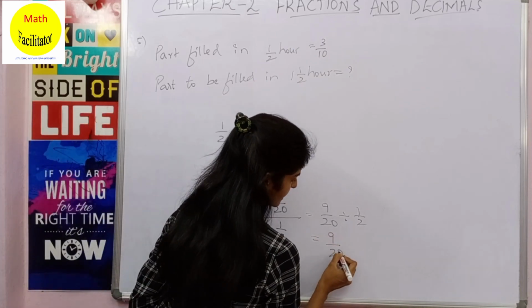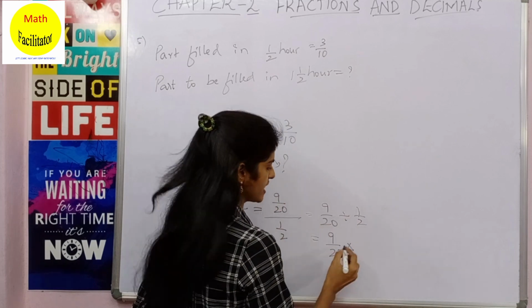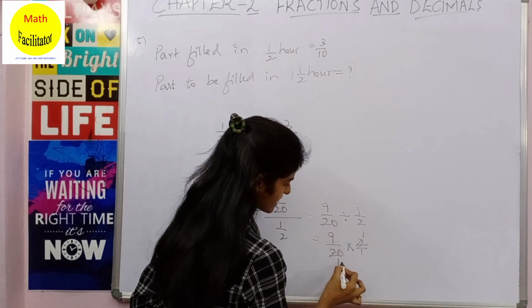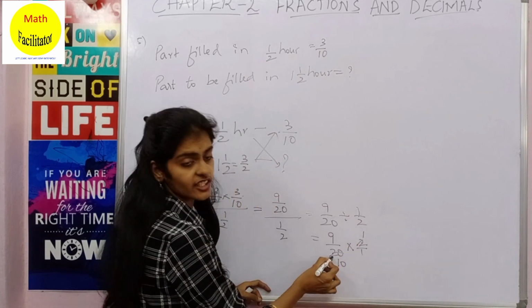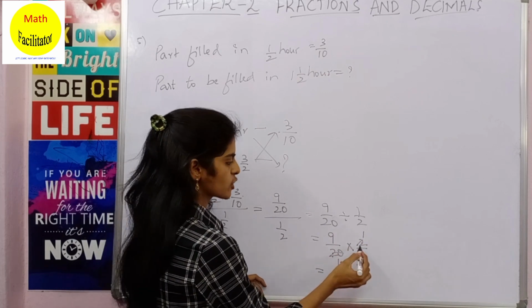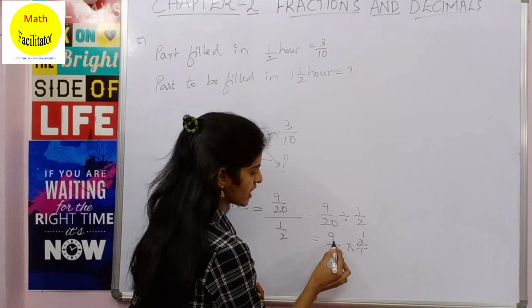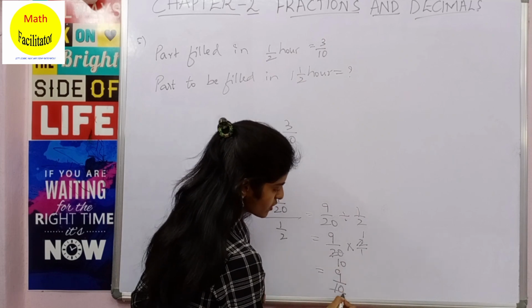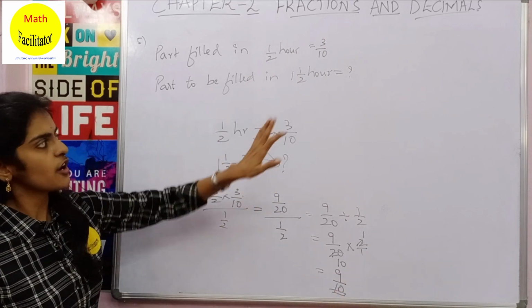So 9 by 20, division is replaced with multiplication and this becomes 2 by 1. So it is 2 1s are 2, 2 10s are 20. Since 2 is in numerator, 20 is in denominator, you will cancel. You can cancel if you have something in common. So 2 1s are 2, 2 10s are 20. So now it is 9 1s are 9 divided by 10 1s are 10. So 9 by 10 part is filled in 1.5 hours.